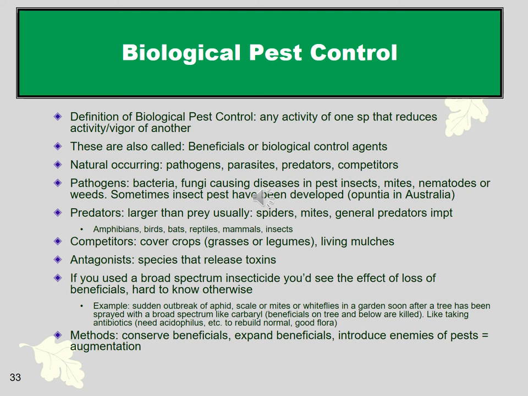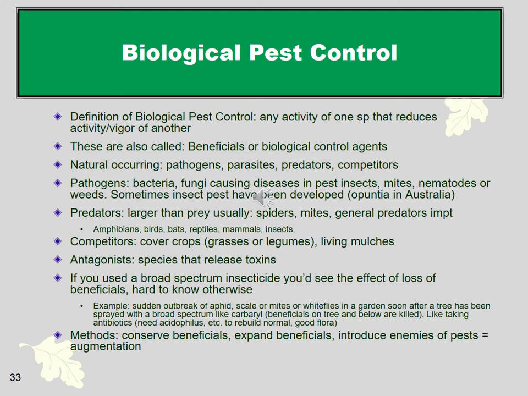They are naturally occurring. There are pathogens, parasites, predators, and competitors of your pest insects, but they may not be right at your site and there may not be enough of them. So sometimes you might want to attract them with plants or purchase them and bring them. Pathogens, bacteria, and fungi cause diseases in pest insects, mites, nematodes, or weeds, so these can help reduce those pests without using any kind of chemical.